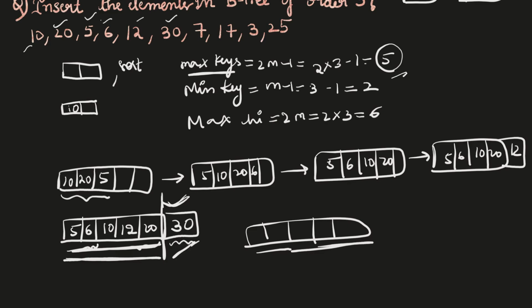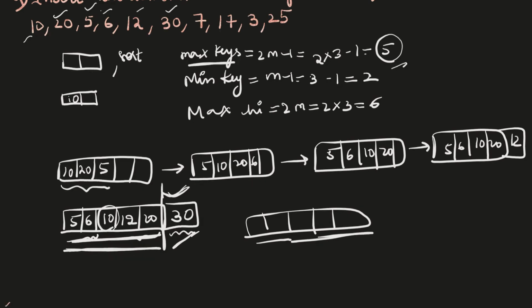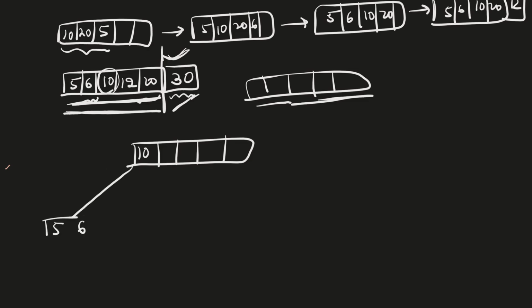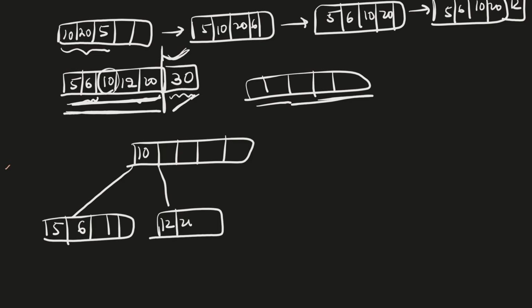You can't directly insert an element here like this. So what you do, you split the middlemost term, that is 10. So now 10 would go to the top with 5 keys, 3, 4, 5, and left of 10 we are having 5 and 6. So they will be over here. And right side of 10 we are having 12, 20 and 30. Okay.